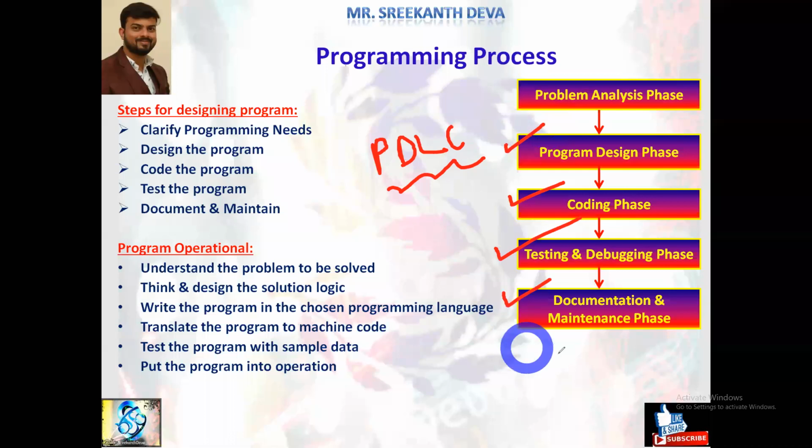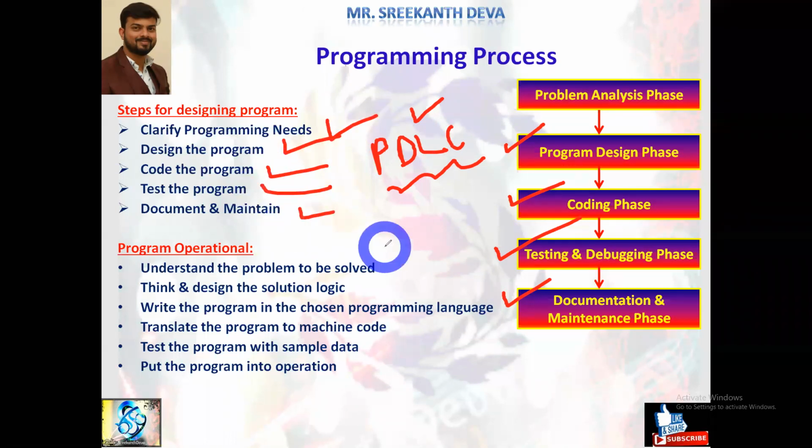What are the steps involved? All of these we generally call the program development life cycle, from where to where, how to start and how to end a particular problem solution using programming. That is done by the programming process. What are the steps for designing the program? Clarify the program needs, design the program, code the program, test the program, document and maintain it.